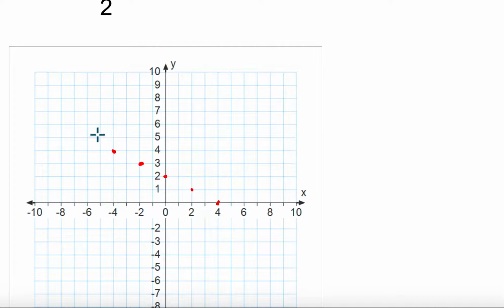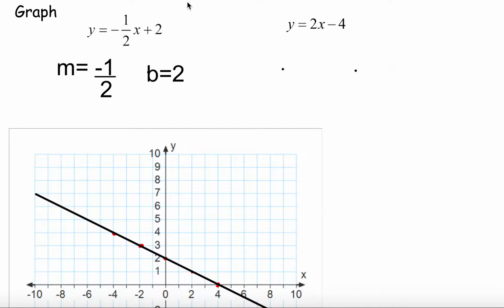Take my ruler, connect the dots. I'll just extend this out. I know you guys can't extend your lines like this, but it's kind of the bonus of using the computer. Again, we'll label this one 1. So this is 1.